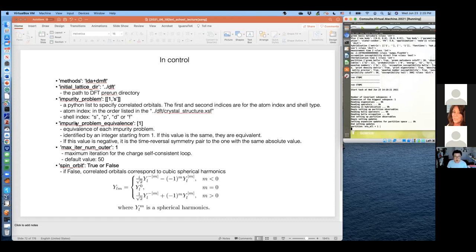And there is another key, which is impurity problem equivalence. This is for the case when we have more than one correlated orbital in the unit cell. For example, for iron selenide, we have two iron atoms in the unit cell. In this case, we have two different impurity problems because we have two different iron atoms there. However, to reduce the computational cost, we can treat the two D orbital problems sitting on different atoms equivalently. So in this case, we can put the same number here. For the first one, it is one.